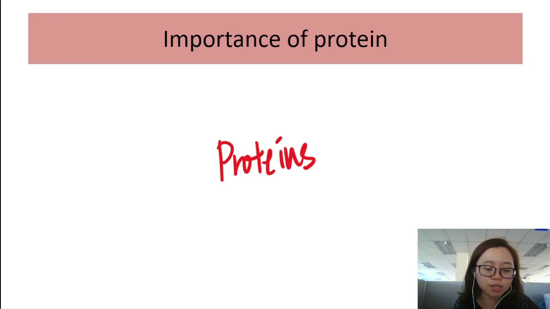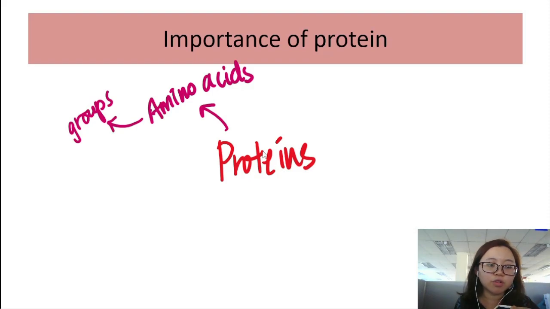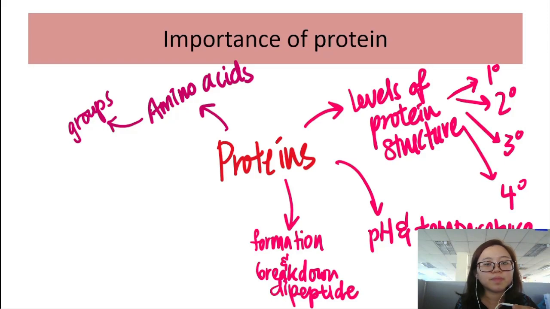I hope this video has been helpful rather than confusing. Let us have a quick run through. Okay, kita ingat balik apa yang kita sudah belajar tadi. So proteins are made up of amino acids, which can be divided into four groups. You have several levels of protein structure: primary, secondary, tertiary, quaternary.